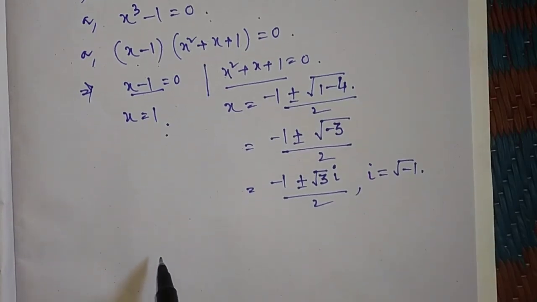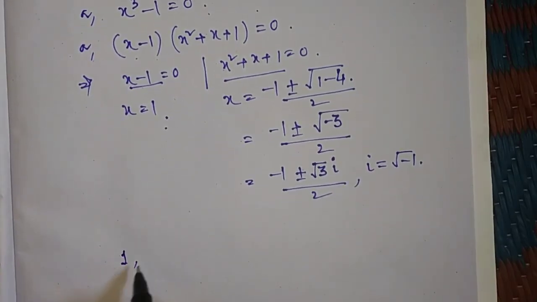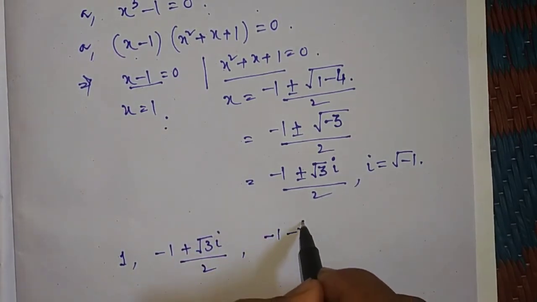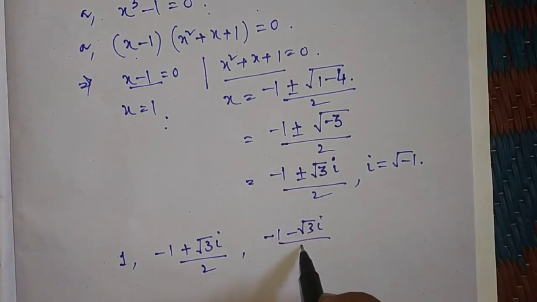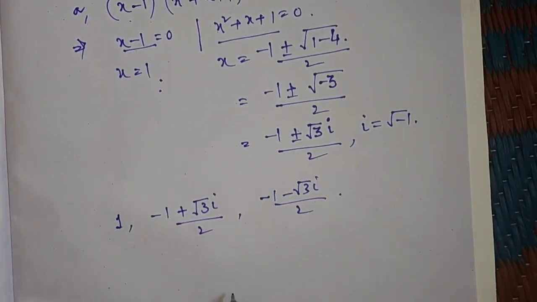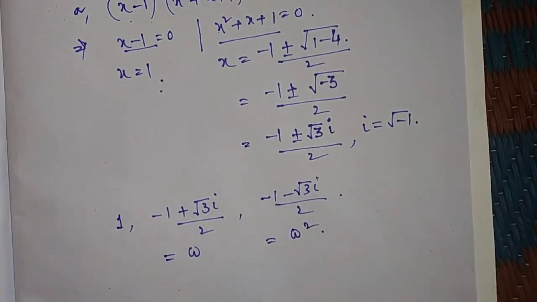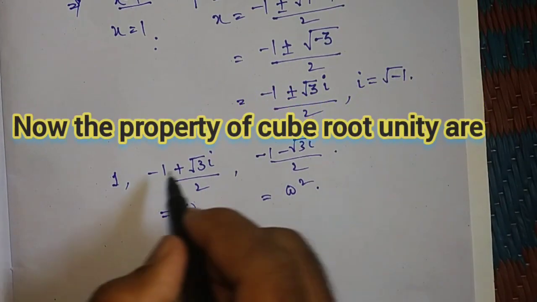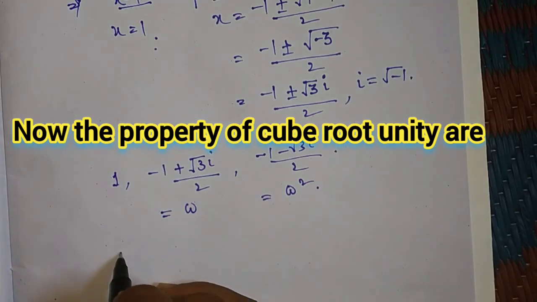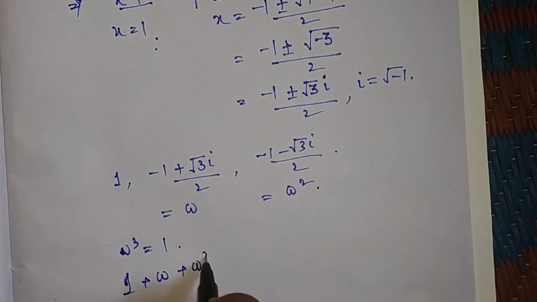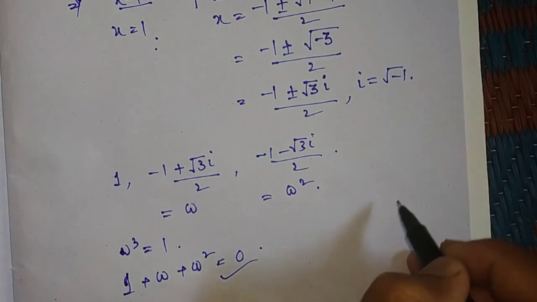So the cube roots of 1 are 1, minus 1 plus root 3i by 2, and minus 1 minus root 3i by 2. Now if we denote this as omega, then this will be equal to omega squared. Actually the properties of this cube root of unity are omega cubed equal to 1 and 1 plus omega plus omega squared will be equal to 0.